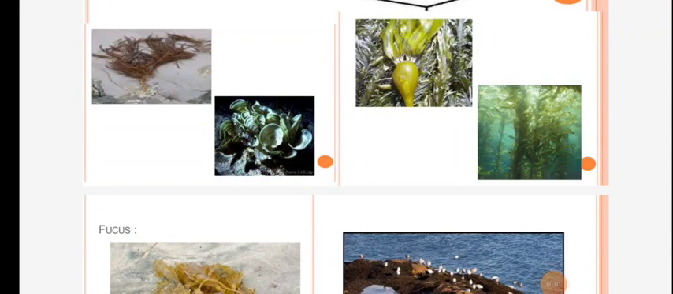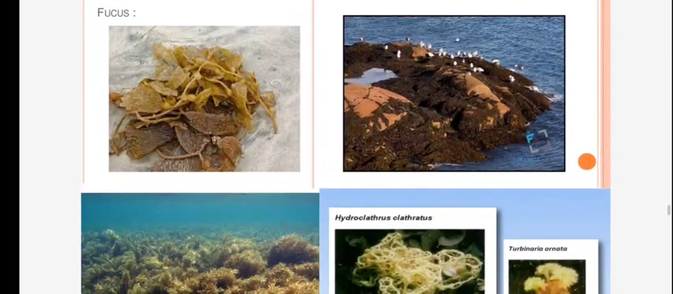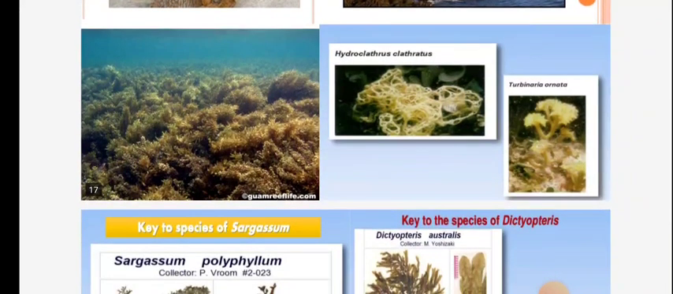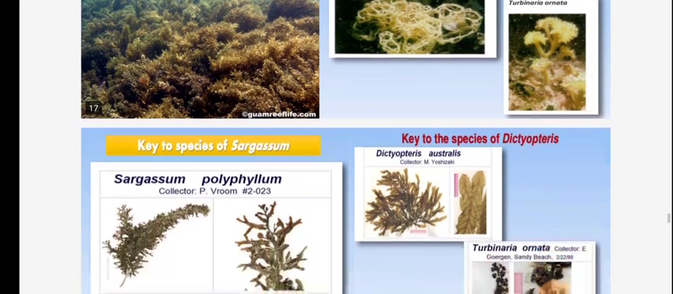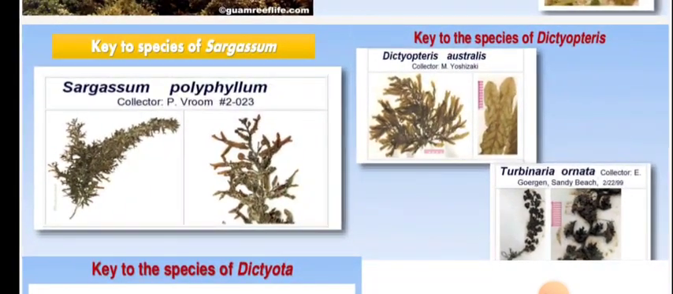Okay, very good morning. So already we are in discussion with the Phaeophyta. Here are some good photographs of the members. You are observing Fucus, then Hydroclathrus, and Turbinaria is one of the genera. Then Sargassum, where there are keys to the species of Sargassum. These are some herbarium records for Sargassum polyphyllum.